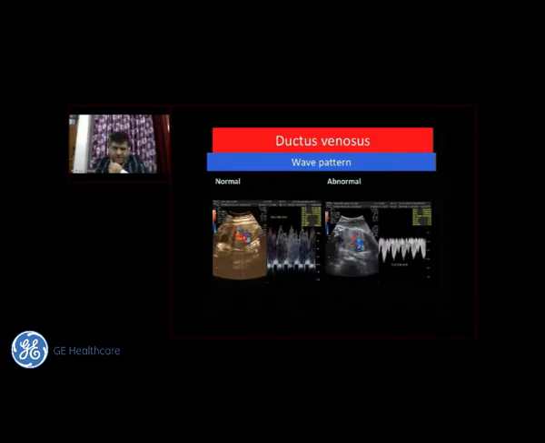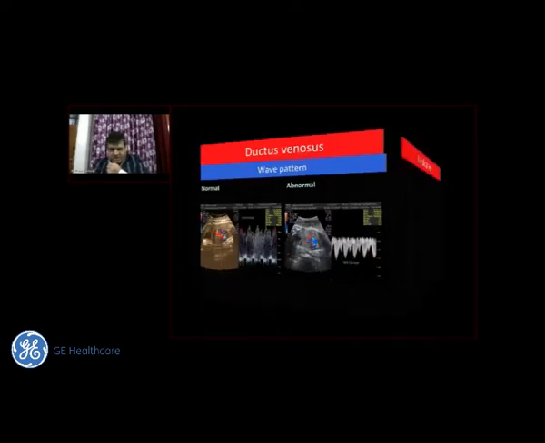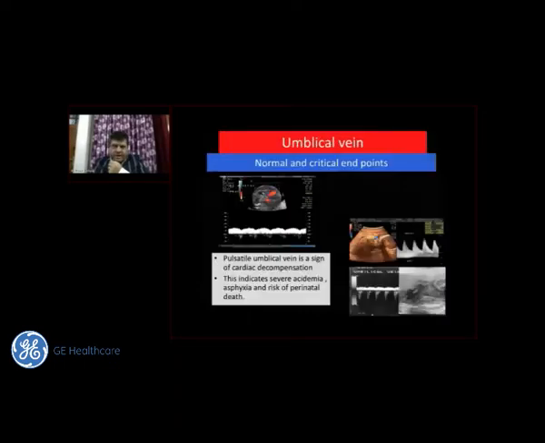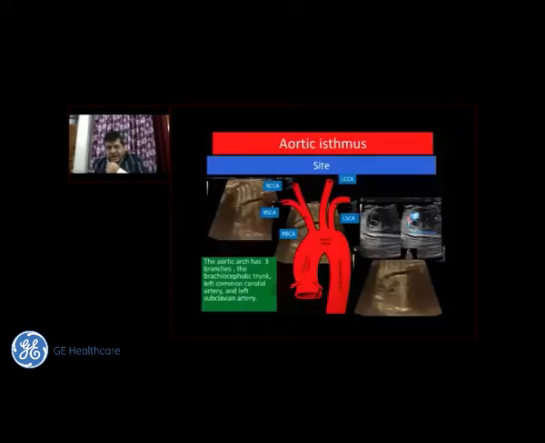If the PI values are rising, that is what we need to check. Now a word about the umbilical vein. Pulsatile umbilical vein is a sign of cardiac decompensation. This indicates severe acidemias and asphyxias, and we generally don't see it these days because we tend to terminate the pregnancies much before the umbilical vein gets abnormal.